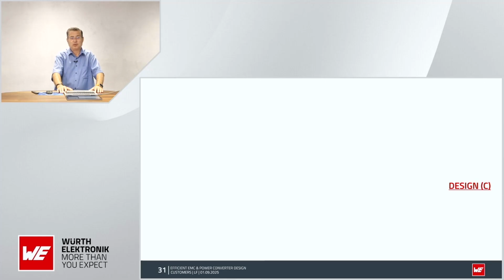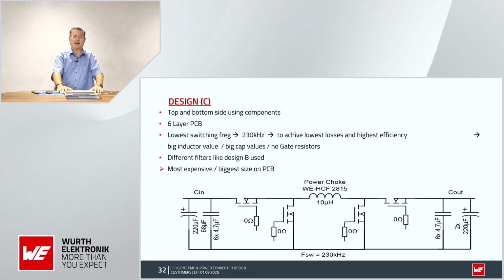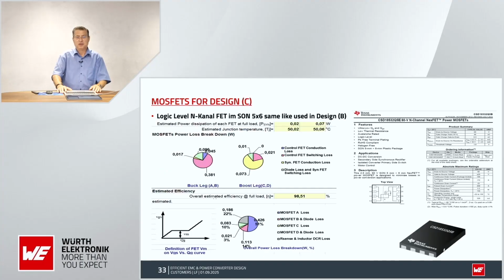Design C has no budget limit. Design C, no budget limit, it means I can use 24 layers. Nah, it makes no sense. We can keep the 6 layers, it's more than enough. The one thing I can do now, I reduce the minimum switching frequency to 230 kHz. I would achieve now the highest inductance value and more capacity on input. But because of that, I will skip the gate resistors, and I will use a little bit different filter than before. I will use the same MOSFET.